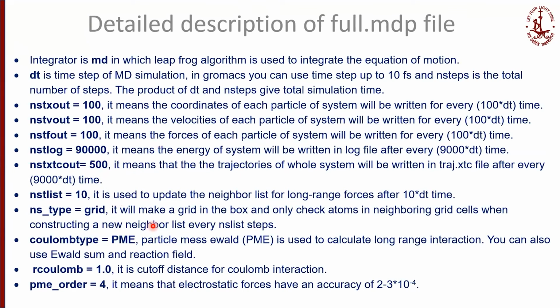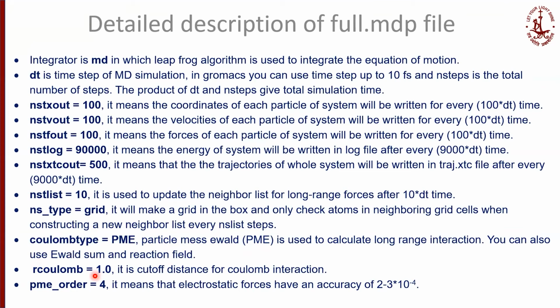Your neighbor list means around each and every atom, how many atoms are coming, that will be updated after every 10 into dt time step. What type of software or what type of algorithm are you using to check that? That is grids. Then Coulomb type is PME, that is particle mesh Ewald, used to calculate long range interaction. You can also use reaction field method or Ewald sum method.